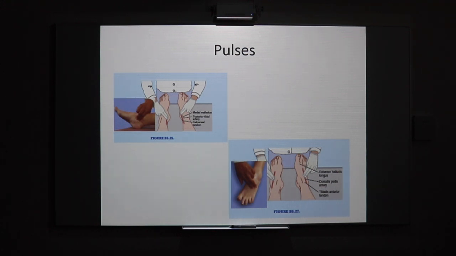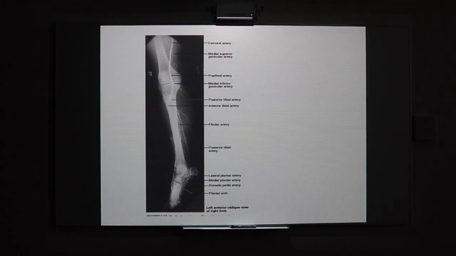So dorsalis pedis artery between the two malleoli in front, and behind the medial malleolus, between the medial malleolus and the calcaneum, you are feeling the posterior tibial artery. So these are the places where you are going to feel the pulse of dorsalis pedis and the posterior tibial artery. Again, this angiogram is giving you some of the major arteries.